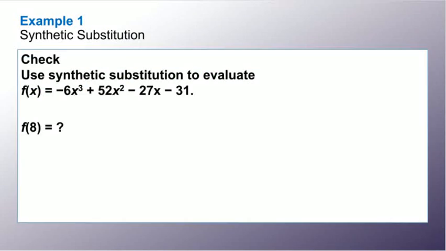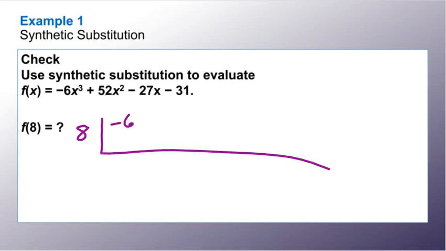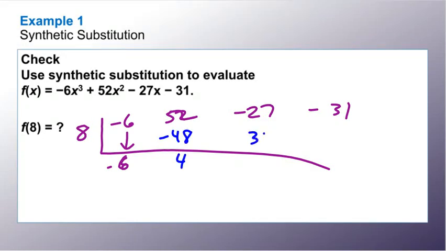Next, use synthetic substitution to evaluate this. So if I put 8 in there, we got -6, we have 52, we have -27 and -31. So we have -48. Add straight down, we get 4, gives us 32. Add straight down, it gives us 5. 5 times 8 is 40. Add, and we get +9. So 9 would be our remainder.